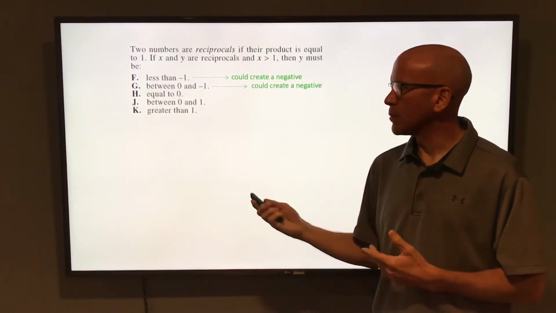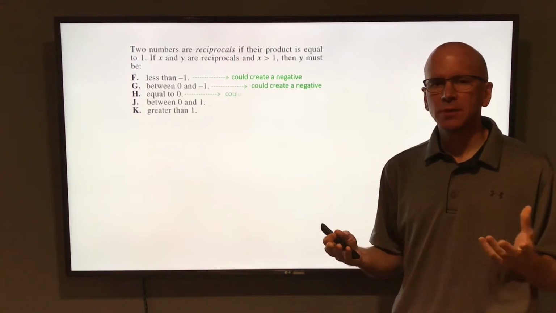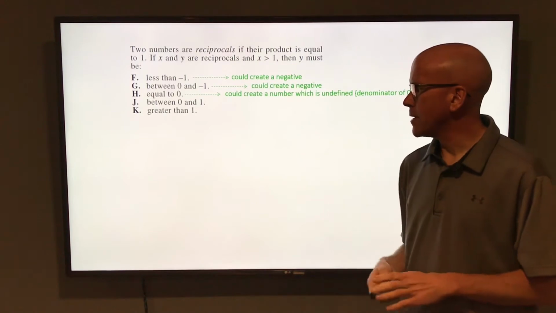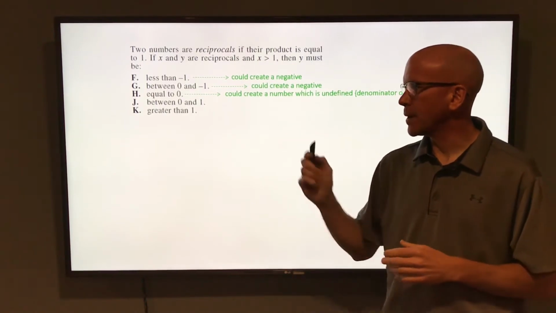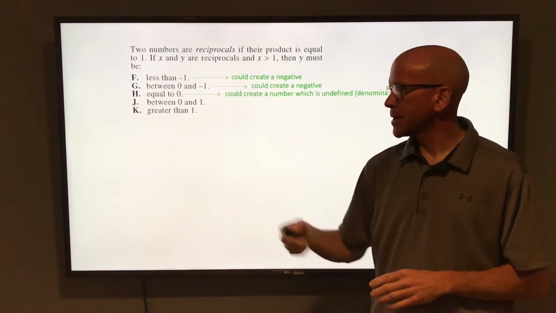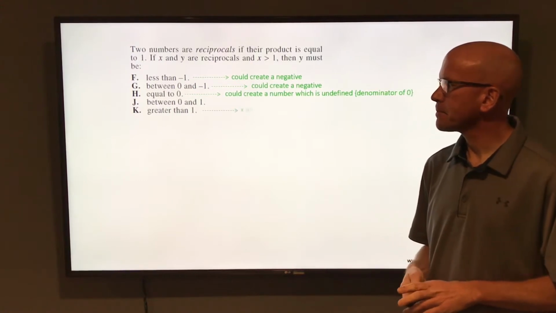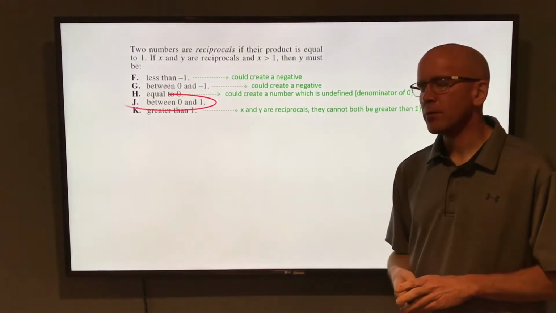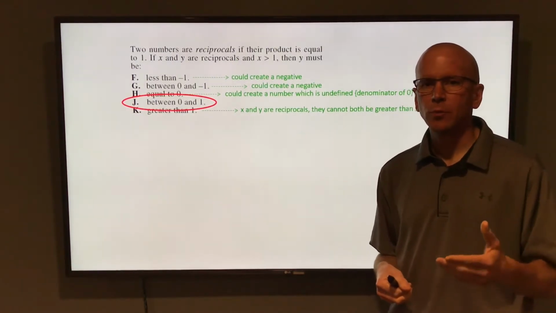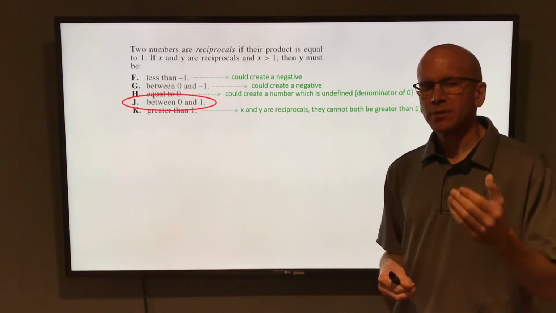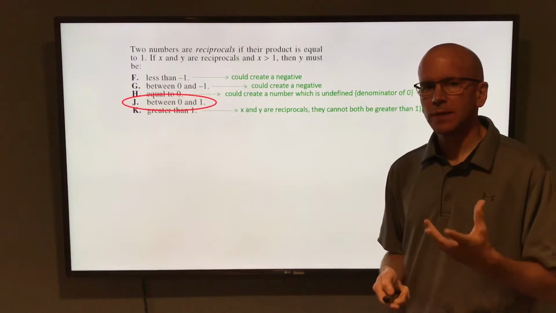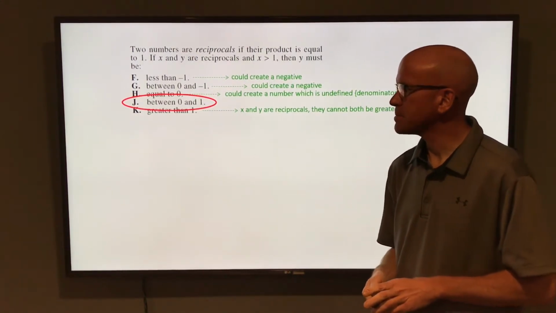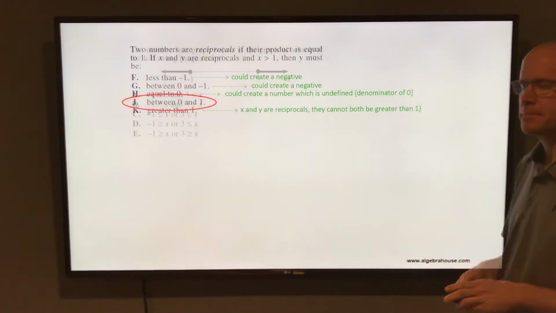If y was equal to 0, the reciprocal of 0 is undefined. So the product would create a number which is undefined, so that one's thrown out. Letter K here, greater than 1. If x and y are reciprocals, they cannot both be greater than 1. Take, for example, 3. 3 is greater than 1. But the reciprocal of that is 1/3, which is less than 1. So the correct answer here is J. y must be between 0 and 1.